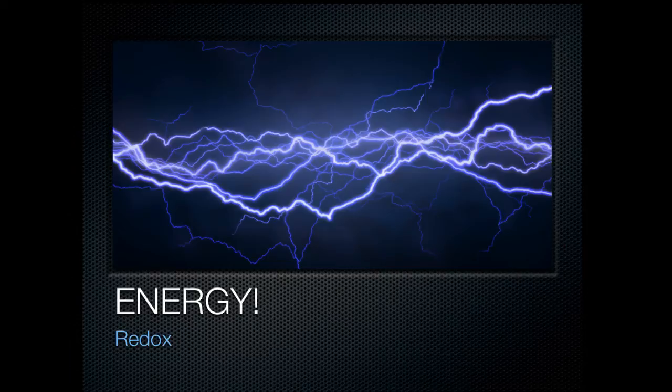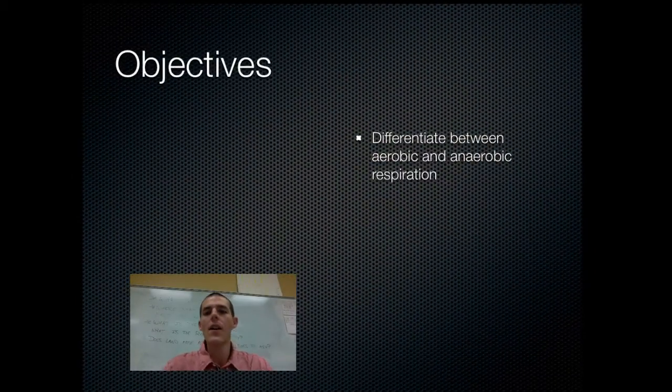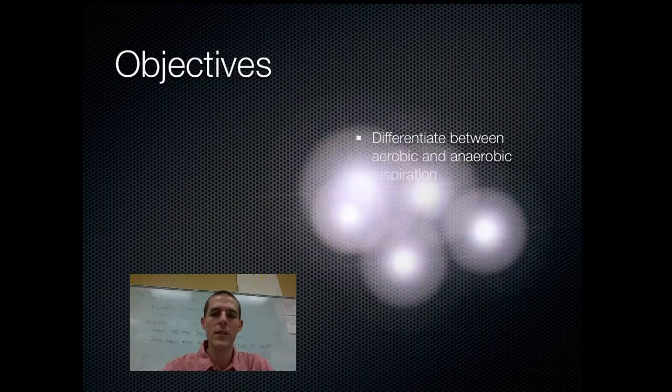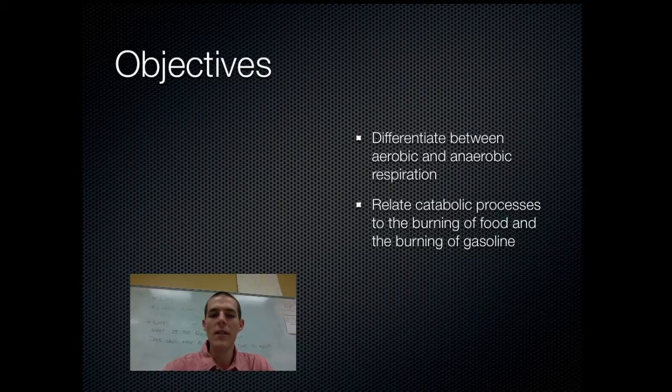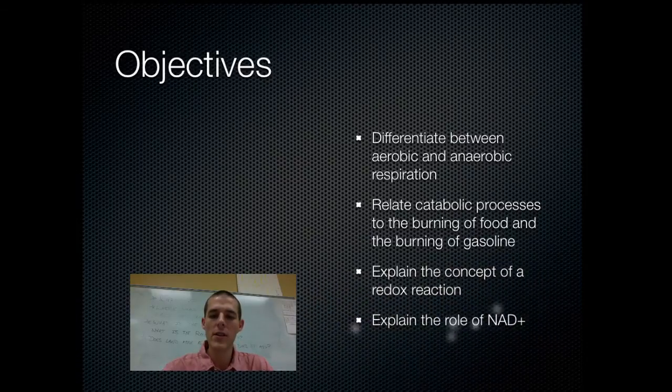As always, we're going to start out with our objectives for the day. There are 4 of them, and here they are. First thing, differentiate between aerobic and anaerobic respiration. That should be a quick review from your basic biology class. Relate catabolic processes to the burning of food and the burning of gasoline. Explain the concept of a redox reaction. And explain the role of NAD+.